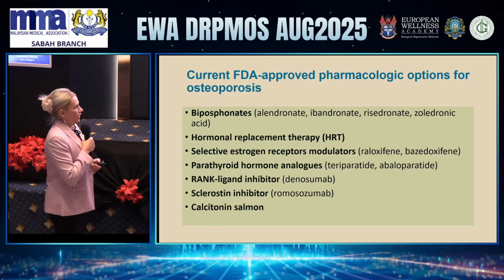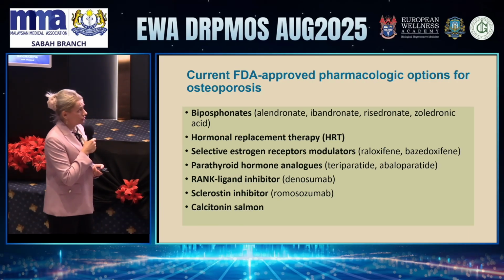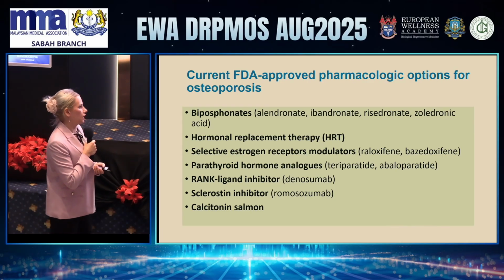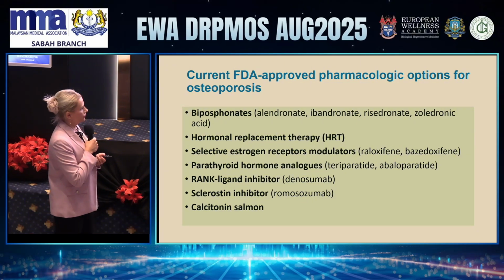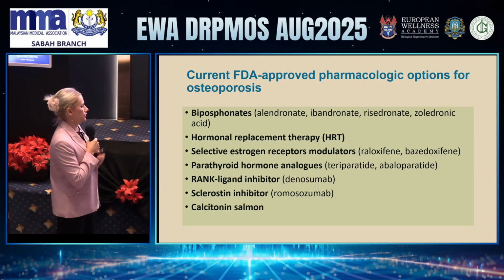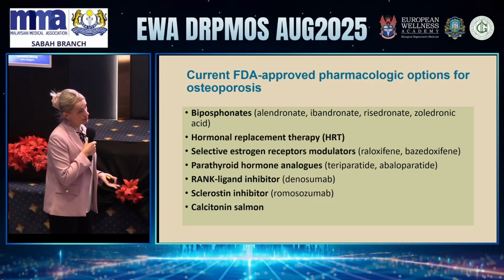So as per the guidelines of the Bone Health and Osteoporosis Foundation, the number one choice is still bisphosphonates. In case a woman cannot take bisphosphonates, second line will be hormonal replacement therapy. But again, it depends on the presence of menopausal symptoms.